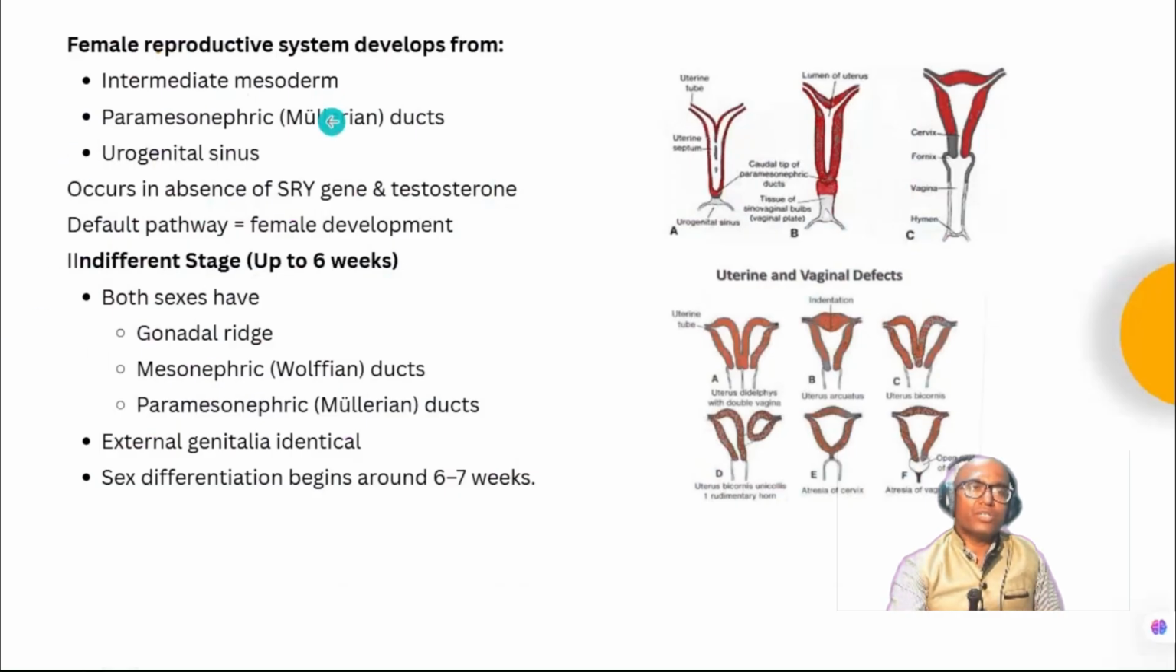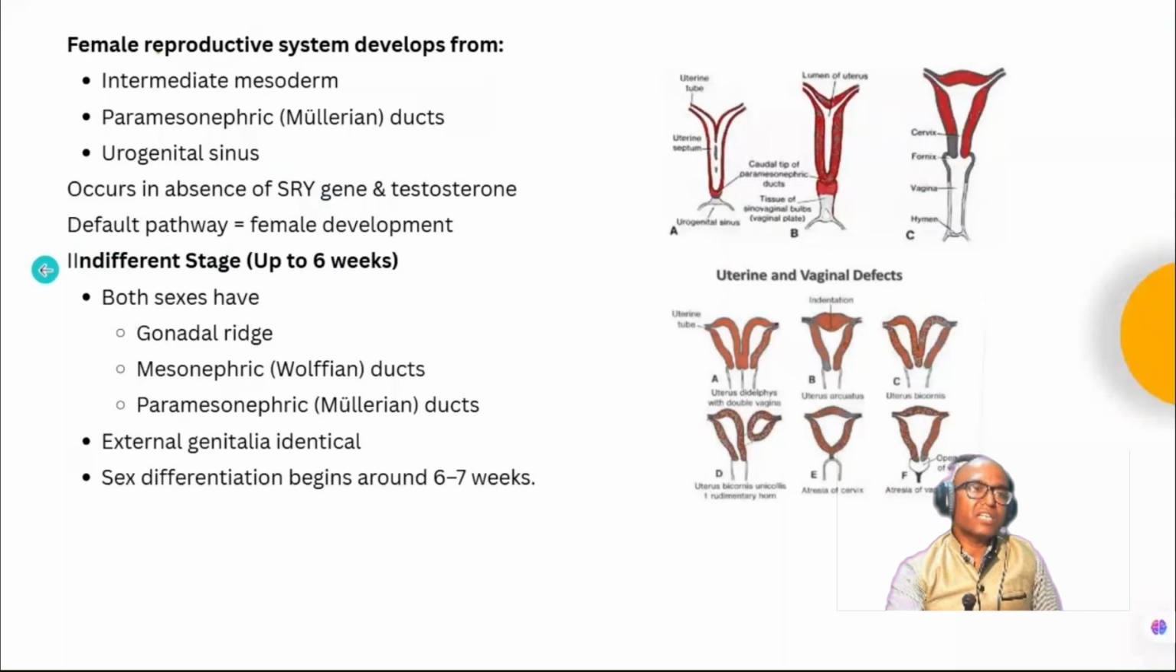These are the paramesonephric or the Mullerian ducts and the urogenital sinus, which are contributing to the development of the female reproductive system. It occurs in absence of SRY gene and the testosterone. So if there is no SRY gene and the testosterone, it will lead to the development of this paramesonephric duct or the Mullerian duct and leading to the development of the female reproductive system.